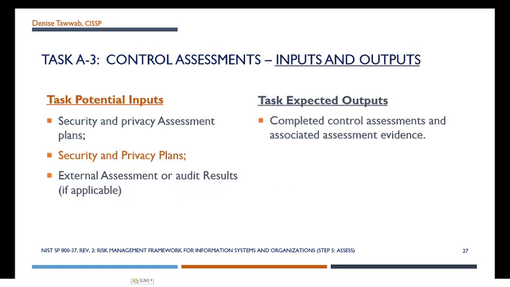The inputs to control assessments will be your security and privacy assessment plans, your security and privacy plans, external assessment or audit results, if applicable. Let's say you have an external provider and you have to pull in those results. That will also be an input to the control assessments task. The expected output from this task is going to be completed control assessments and associated assessment evidence.